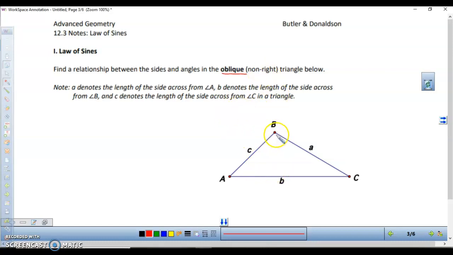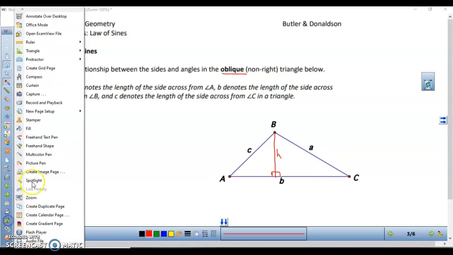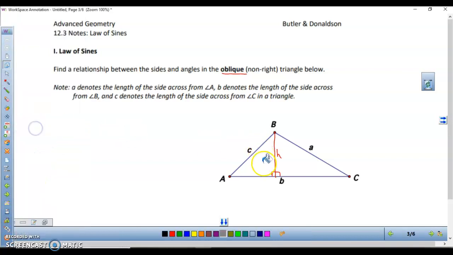First step to deriving this is to turn it into right triangles. So I'm going to start by drawing an altitude, and I'm going to set up two right triangles, and I'm going to call this unknown side length here H. All right, so I've got two right triangles here. Let's fill these in so we can focus on them a little bit. So I have the gray triangle and I have the yellow triangle here. So let's do the gray triangle first.